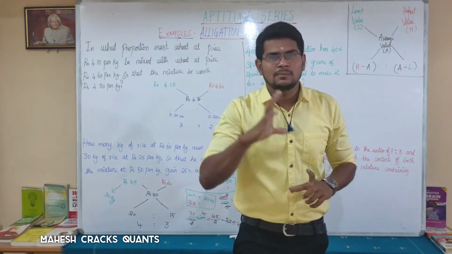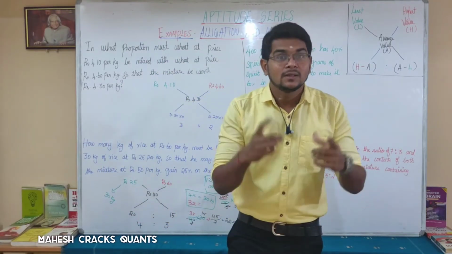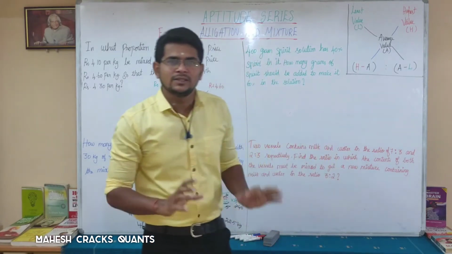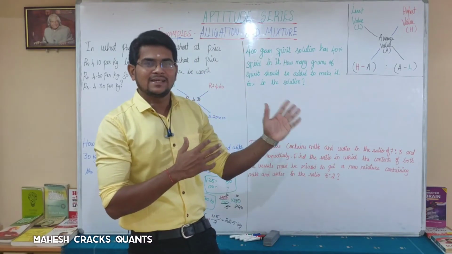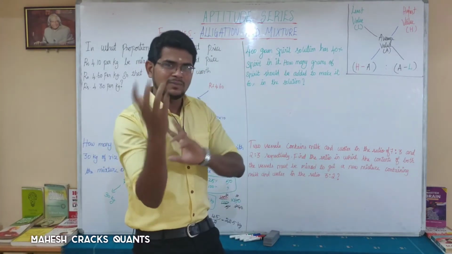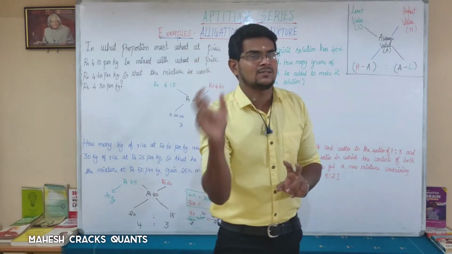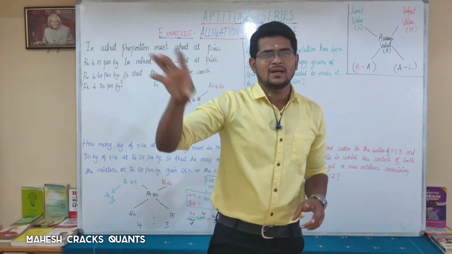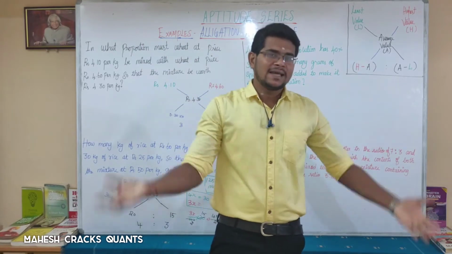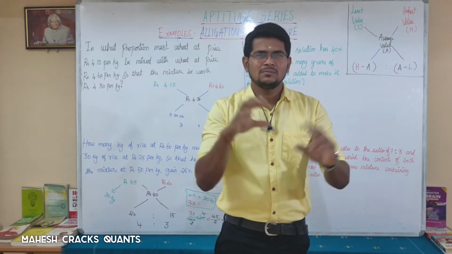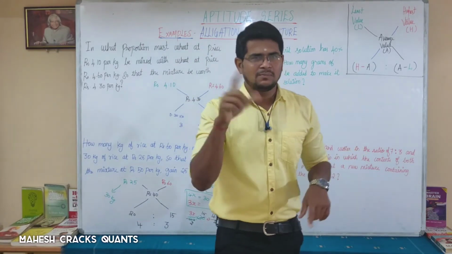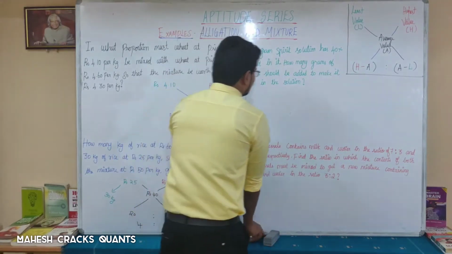If it is pure spirit, what is its percentage? Yeah, you are right, 100%. So you have to take that the second part of the mixture is 100% spirit. In that, how many grams is what you have to find out. At the end, what is the mixture solution? The mixture solution should have 60%. Just fix it, you will get the answer.